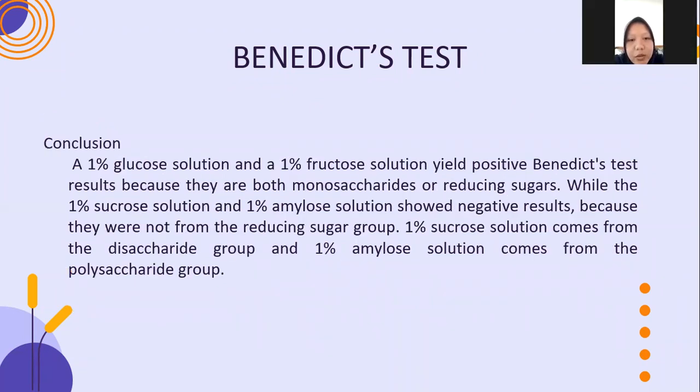A 1% glucose solution and a 1% fructose solution yield a positive Benedict test result because they are both monosaccharides or reducing sugars, while the 1% sucrose solution and 1% amylose solution show a negative result because they are not from the reducing sugar group. The 1% sucrose solution comes from the disaccharide group and the 1% amylose solution comes from the polysaccharide group. Next.